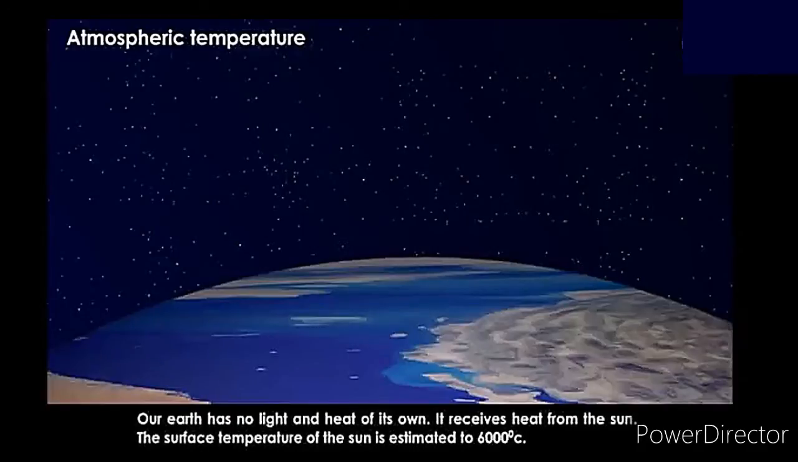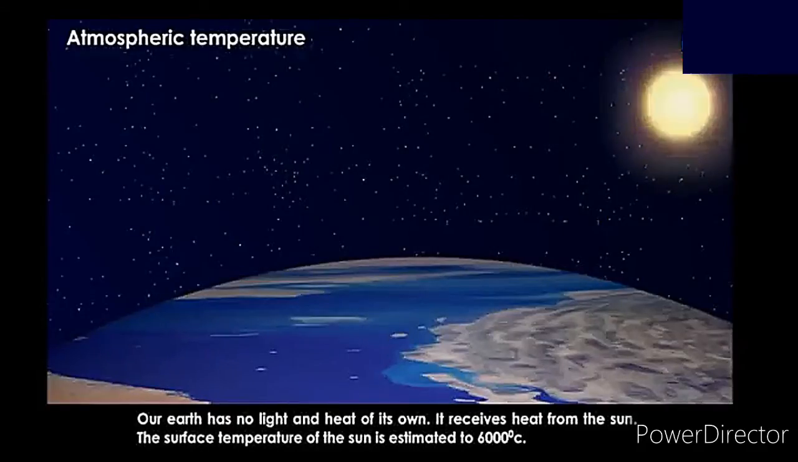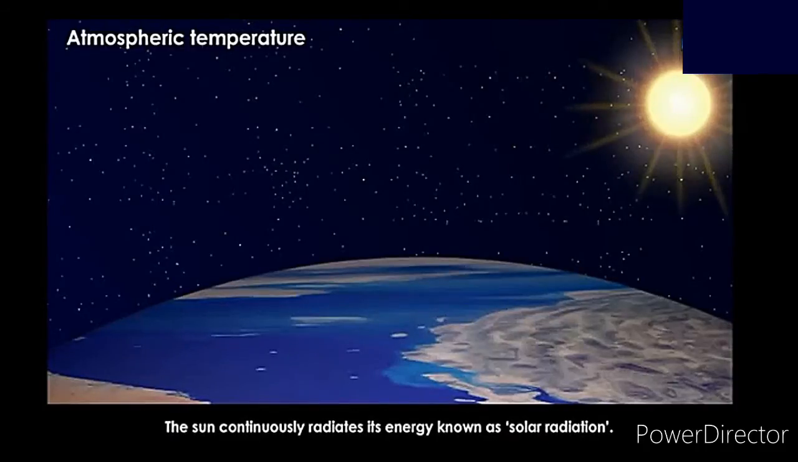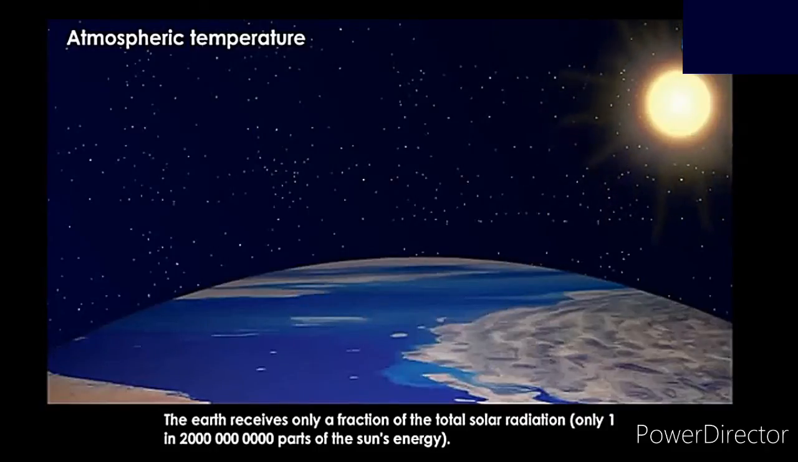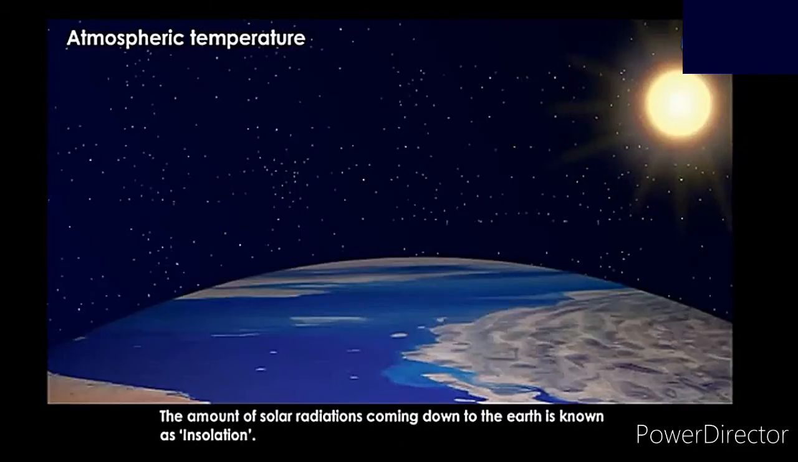Our Earth has no light and heat of its own. It receives heat from the sun. The surface temperature of the sun is estimated to be 6000 degrees Celsius. The sun continuously radiates its energy known as solar radiation. The Earth receives only a fraction of the total solar radiation, mainly a very small amount of the sun's energy. The amount of solar radiation coming down to the earth is known as insolation.